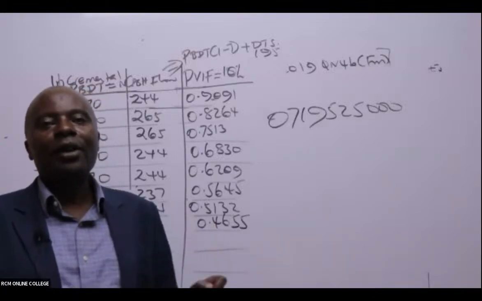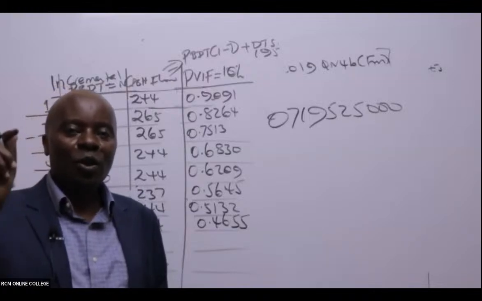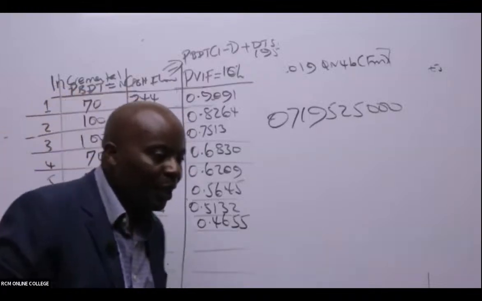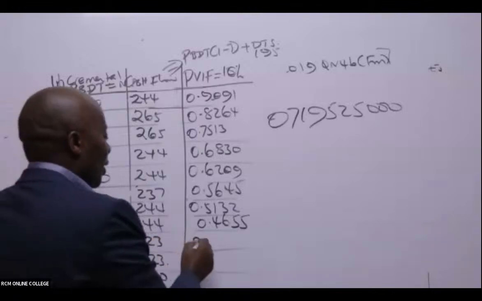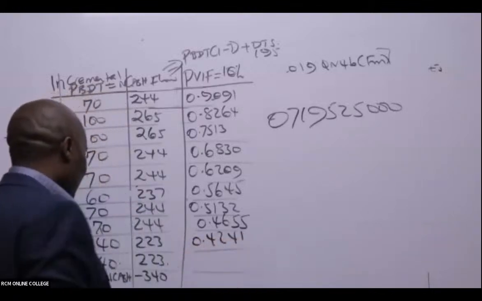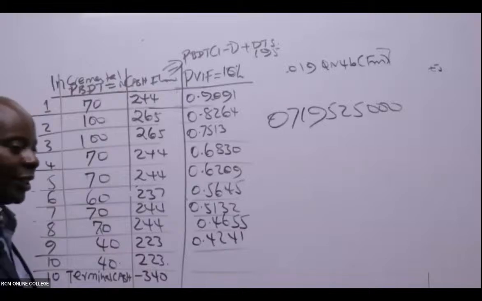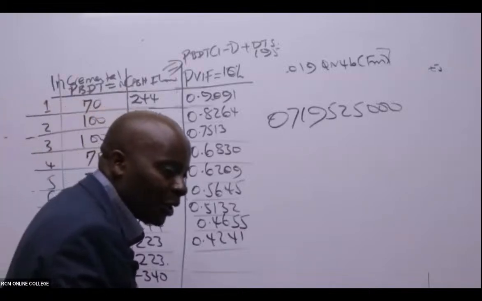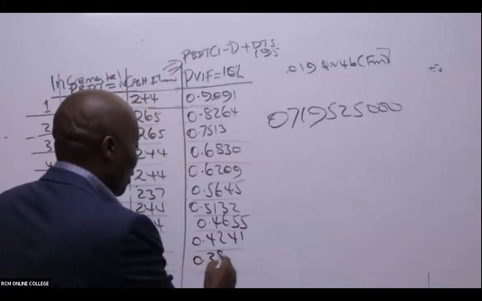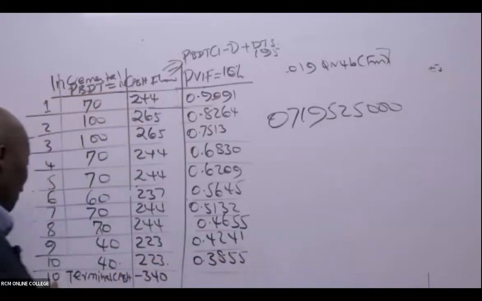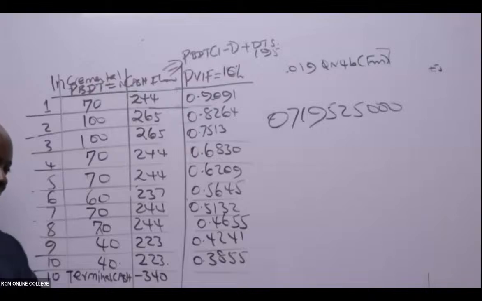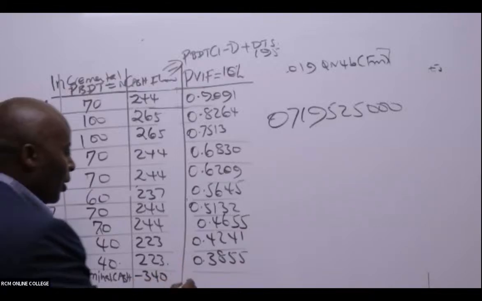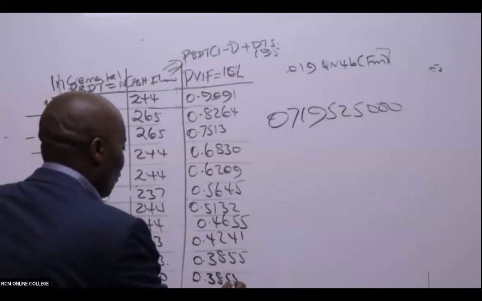Immediately after this, go to Joshua Aura. Joshua Aura will be able to get this video there. 42, 41, 0.4241, like that. And then we go to the 10th year. The 10th year, what do we have? 0.3855. So then what do you think of this terminal cash flow? Which figure should I use here? It is called the detour as above, isn't it? Drop down. You drop down 0.3855 like that.